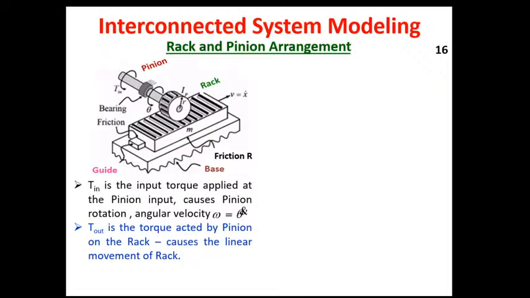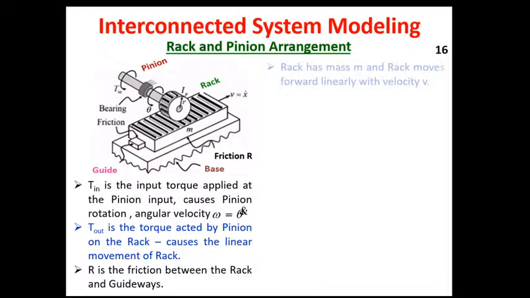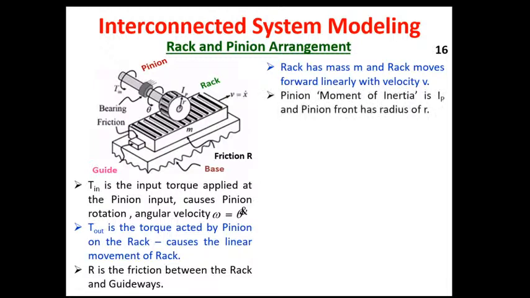That is why on the left side this blue line, T out, is the torque acted by the pinion on the rack. It causes the linear movement of the rack. R is the friction between the rack and the guideways. The rack is kept on the base, and between the rack and the guideways there is a friction which is called R, mechanical friction. The rack has a mass m, and the rack moves forward with a linear velocity of v. So remember, there is angular velocity theta dot, and there is linear velocity v. So it is a rotary to linear conversion system. That is why it is called an interconnected system or combined system.